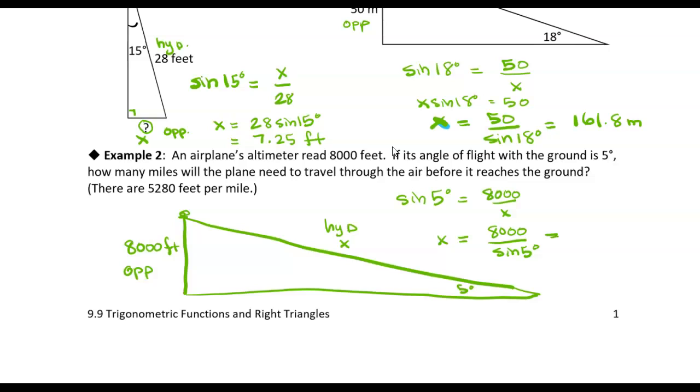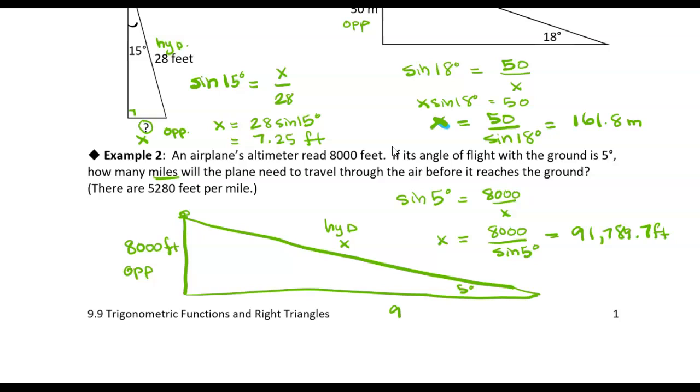And I put that in my calculator, I get 91,789.7 feet. Okay. So, that gives us the number of feet, but they're asking for the number of miles, right? How many miles does it have to travel through the air? Okay. And we're given that there are 5,280 feet per mile. So we just have to convert feet to miles.